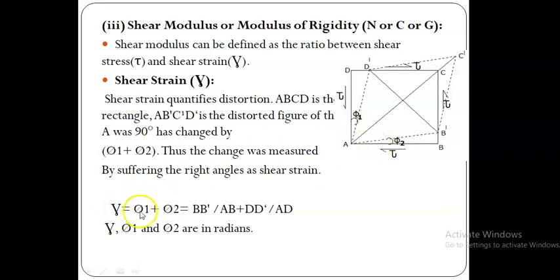Therefore the total shear strain gamma is equal to phi 1 plus phi 2, which is equal to BB dash divided by AB plus DD dash divided by AD. So these are nothing but the strain or angles phi 1 and phi 2. Therefore gamma, phi 1 and phi 2 are in radians. So like that we can find the shear strain. Shear stress is the given stress tau. So now from this we can find the shear modulus, that is shear stress divided by shear strain.